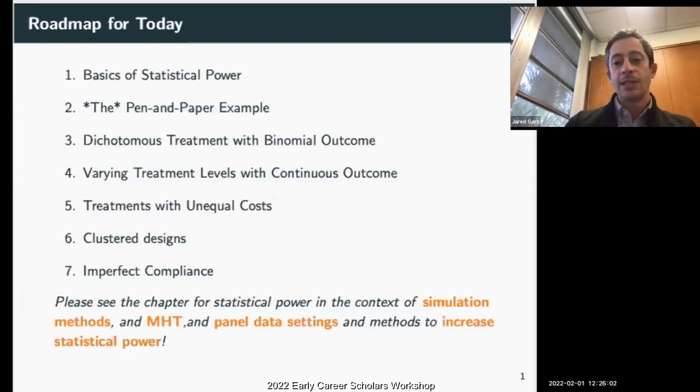I'm not going to have time today to talk about everything. There are a number of other considerations in the textbook chapter, including simulation methods for real world settings where these closed form solutions might not be helpful. Another very important issue is multiple hypothesis testing. Increasingly, editors are always asking you to control for multiple hypothesis testing, and if you're dealing with a panel data setting, how these might affect your power calculations, as well as ways to increase your statistical power.